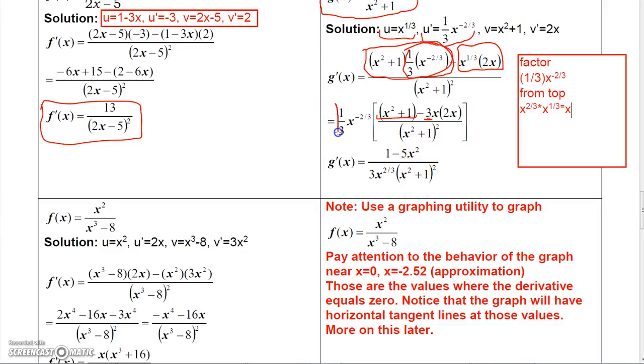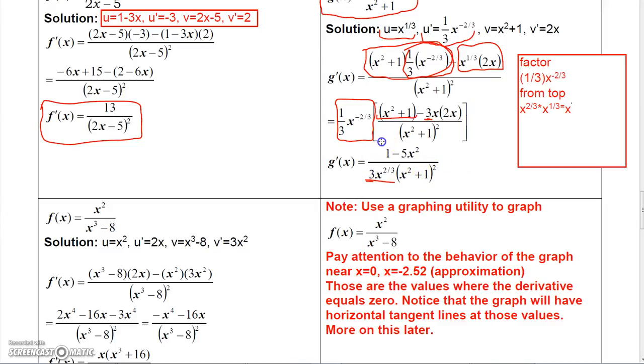And remember, we divided this out of the numerator, but you notice the 3 is in the denominator, so I'm just going to put it in the denominator. If I move it to the denominator, I'll need to change the sign from negative 2/3 to positive 2/3. So I can move that term to the denominator as long as I change that to x to the positive 2/3. So basically in the numerator I get 1 minus 5x squared, and in the denominator I get 3x to the 2/3 times x squared plus 1 quantity squared.